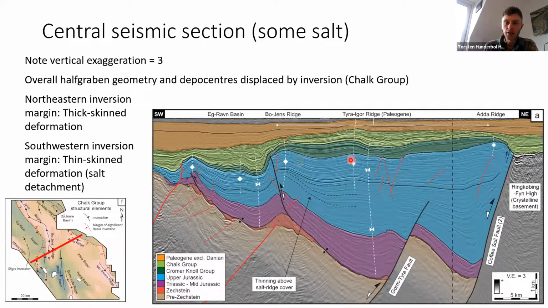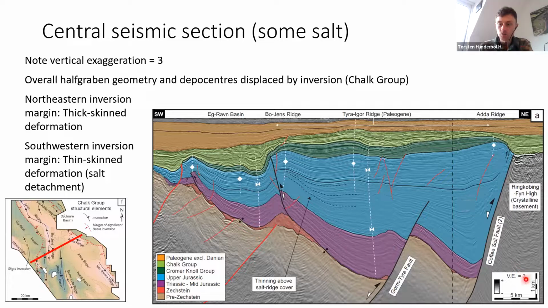And in the deeper parts here, where you have several kilometers of syn-rift deposit, it's mainly deep water, organic rich mudstones, shales, and the like. That's also where you find the main source rock in the area.